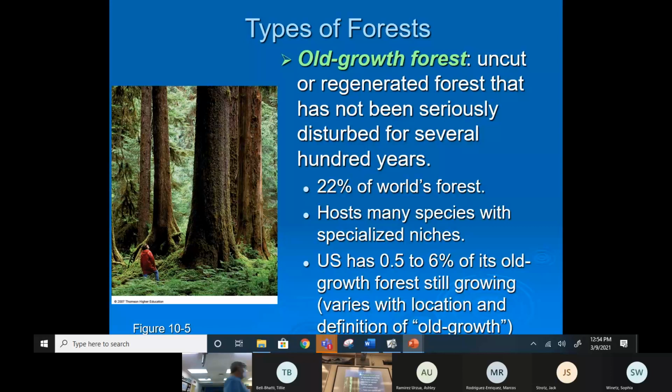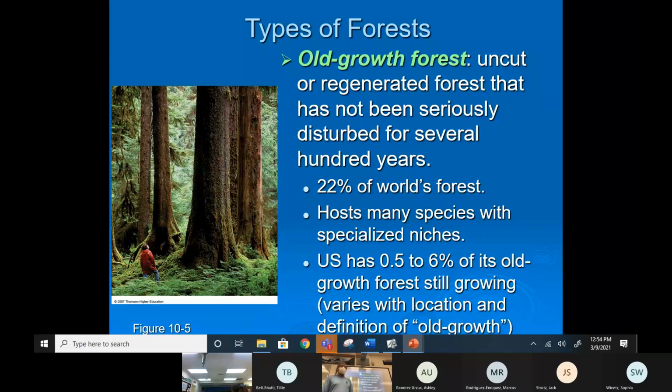Okay, old growth forest. I don't think I've talked about this specifically. Old growth forest is a forest that has never been cut down. And that means the trees are several hundred years old, in some places even 1,000. Never been cut down during that entire time. Many species that live in old growth forests are highly specialized organisms. We don't have very much of our old growth forest left.